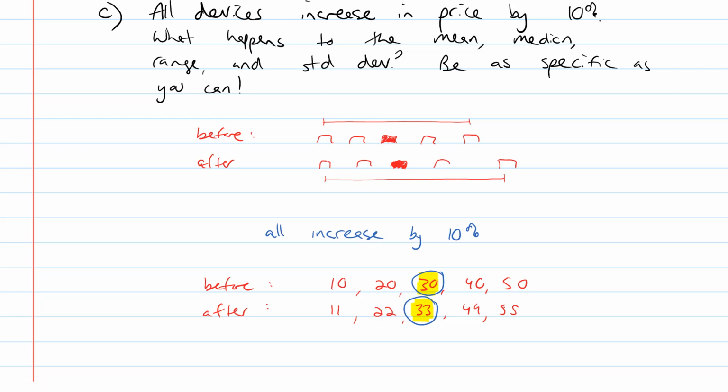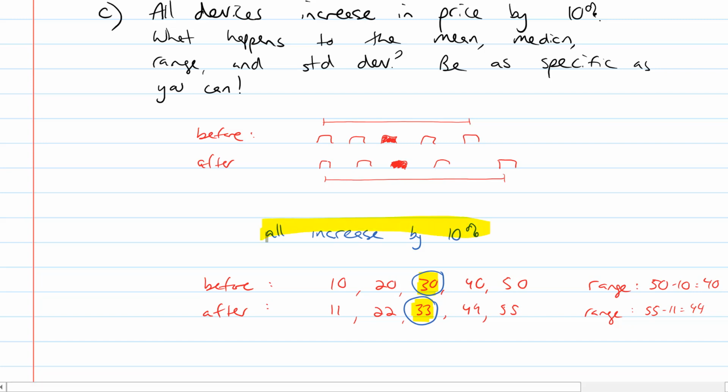The range is going to be 50 minus 10 equals 40. The range on the bottom one is 55 minus 11 equals 44, so that's a 10% increase also. And then for the standard deviation, we're just going to go with our aforementioned fun fact, which is when you take a data set and you multiply everything by a constant. And what we're essentially doing here is when you increase by 10%, you're multiplying the value by 1.1. And so the new standard deviation is going to be 1.1 times the value of the old one. So it is all increased by 10%. So that concludes our little conceptual example on the mean, median, range, and standard deviation. Thanks for listening.